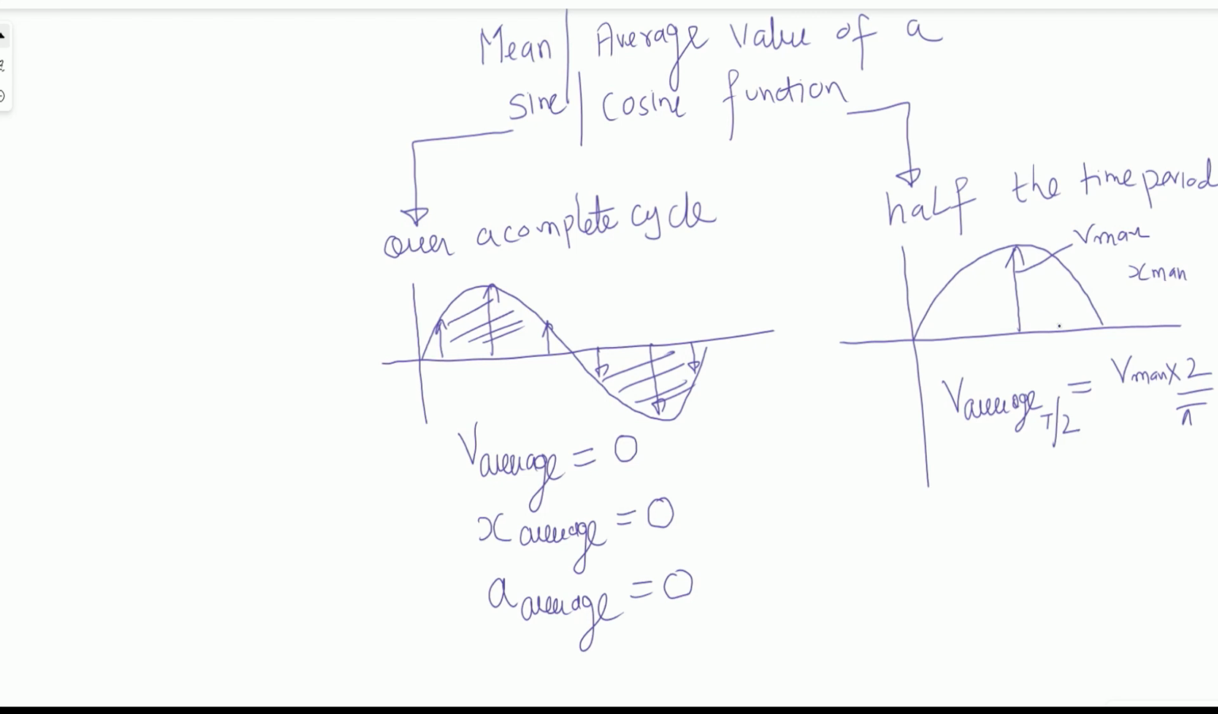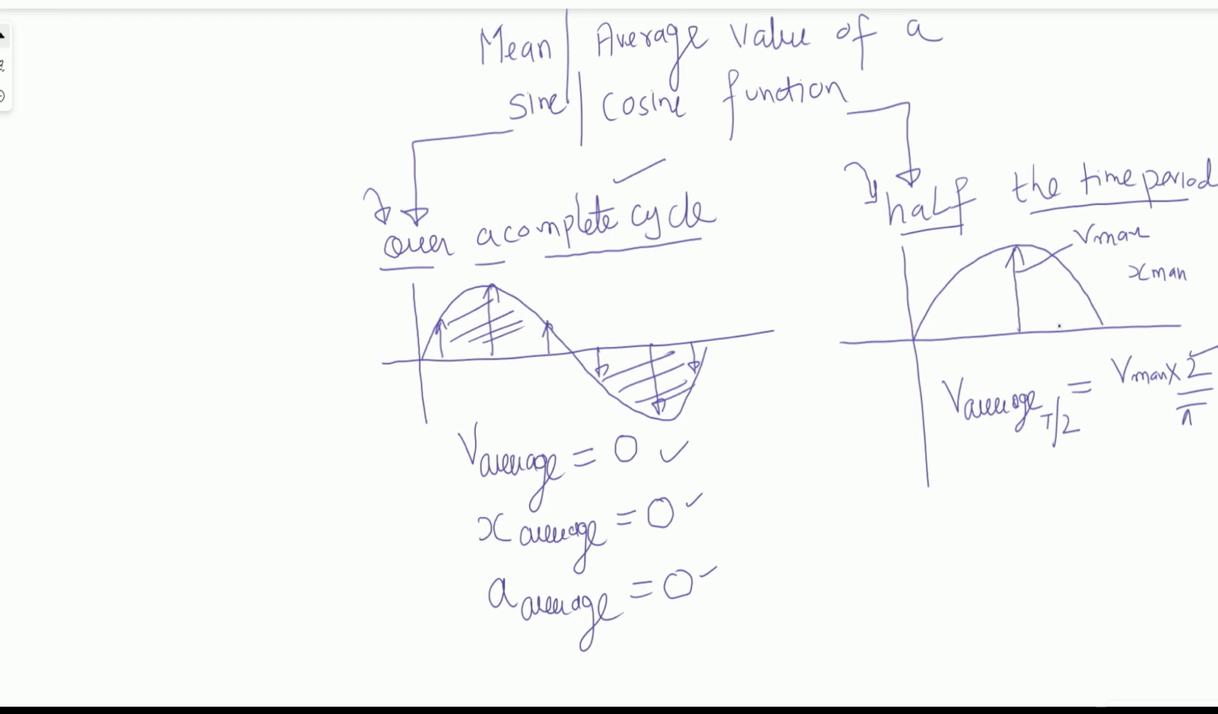So if you look into the NCERT exemplar problem, be very careful whether the question is over a complete cycle or over half the time period. In the NCERT question, the answer is given as 2 by pi, but the question is over a complete cycle. So the correct answer will be 0, right? So therefore that choice is wrong. Be very careful and take note of this, whether the question is over half the cycle or over a complete cycle.